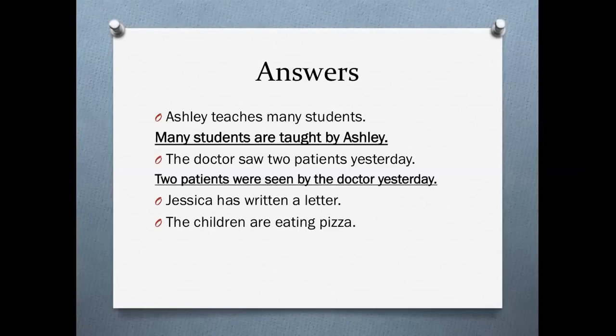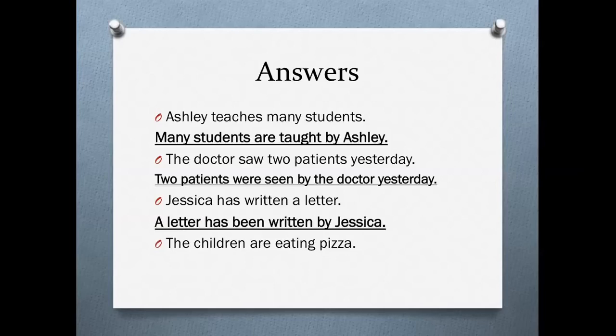The doctor saw 2 patients yesterday. 2 patients were seen by the doctor yesterday. 2 patients is the object, so we move it to the front of the sentence. We move the doctor to the end of the sentence, and we put by in front of it. And then we change the verb. Saw is simple past, so we take the simple past form of be, which is were, plus the past participle of the verb see, which is seen. Were seen.